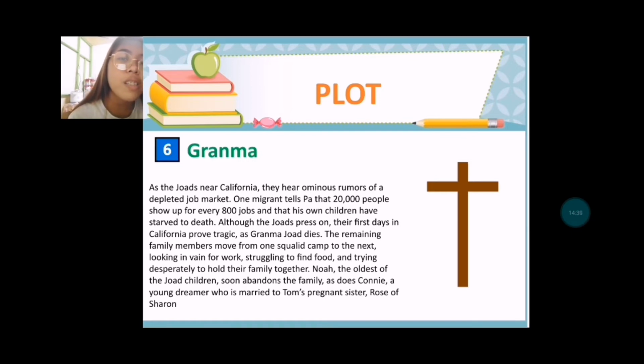Noah, the oldest of the Joad children, soon abandons the family, as does Connie, a young dreamer who's married to Tom's pregnant sister, Rose of Sharon. So, Grandma dies and Ma keeps it a secret until the family has crossed into California, where they leave Grandma at the Bakersfield coroner's office.